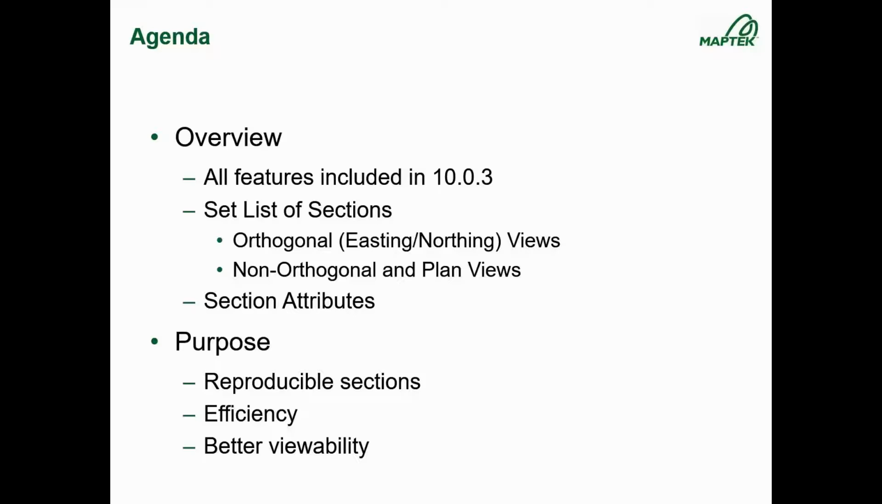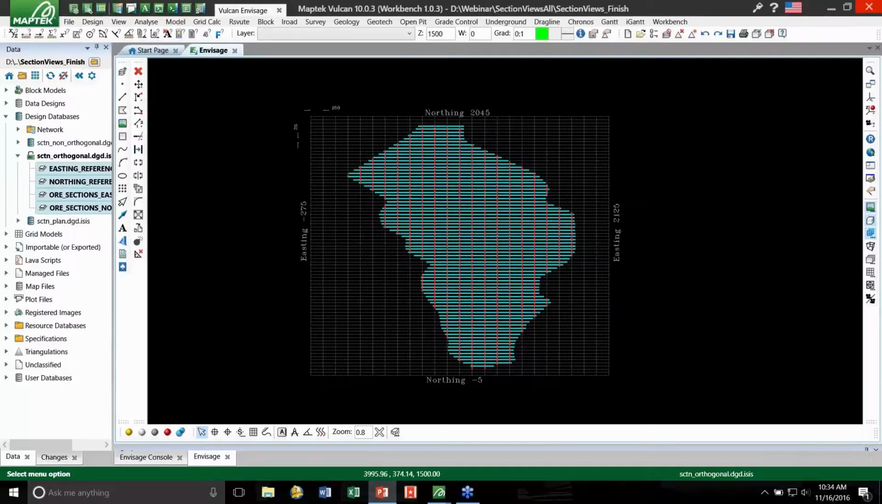Why would we want to set up these section views? Well, to have a list of set section views, it creates for better efficiency, better viewability of your data, and it creates for an easier audit of your data with reproducible sections. Now we'll jump over to Vulcan.